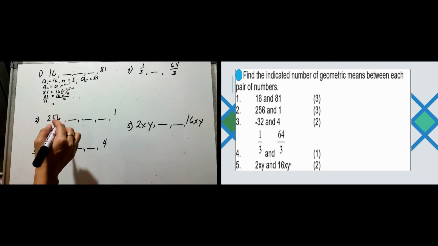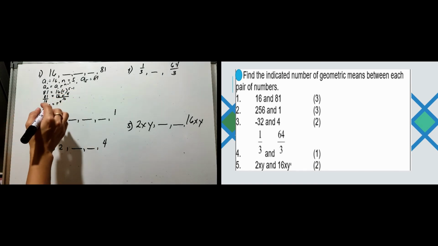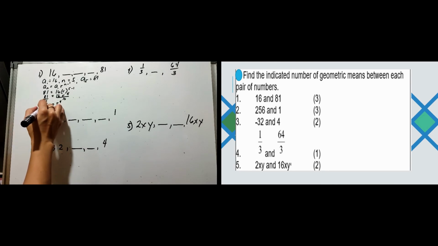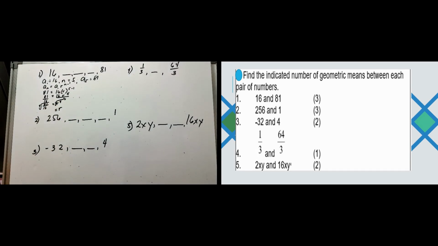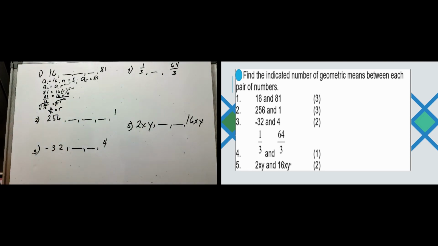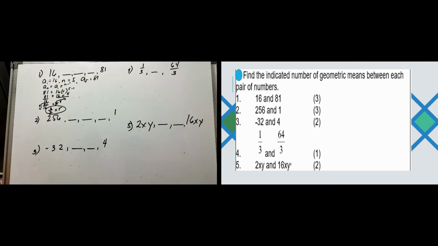So, we're going to have r to the 4th power, or the common ratio raised to the 4th power, and then 81 over 16. Then, let's get the 4th root. The 4th root of 81 is 3, and the 4th root of 16 is 2. So, our common ratio is 3 over 2.